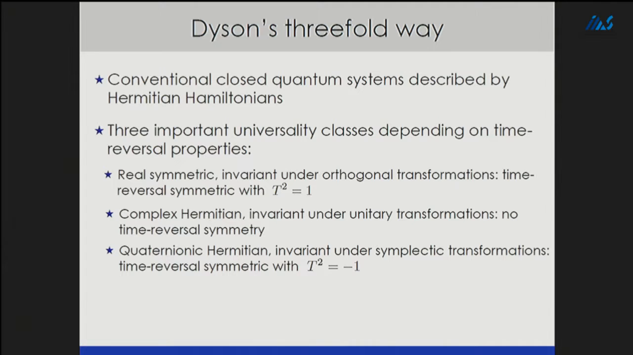Then if you have complex Hermitian matrices, they are invariant under unitary transformations, as we know. And in Dyson's classification, it turns out that they are related to quantum systems which do not have any time reversal symmetry. And then there's the last class, which we don't usually use that much in quantum mechanics, but it's one of Dyson's classes, which I call quaternionic Hermitian. They're usually called self-dual matrices, where we have quaternion entries, and these are invariant under symplectic transformations, the quaternionic version of unitary transformations. And they belong to systems with this unusual time reversal symmetry, T squared equals minus 1, which is usually connected to a spin degree of freedom.